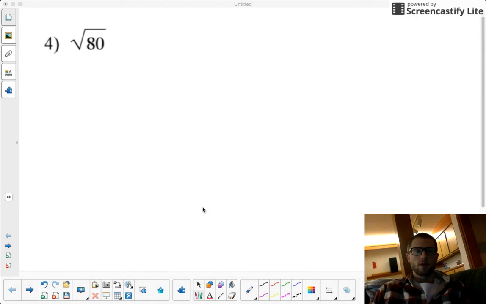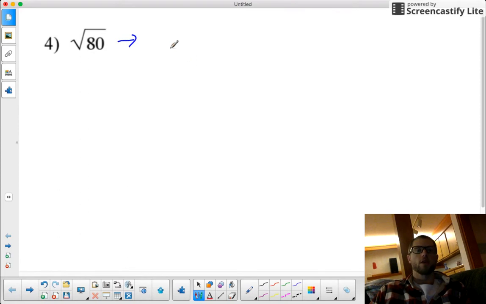All right, this problem is number 4 from the homework we had on simplifying radicals. I want to simplify the square root of 80. So to do this, I need to think about the factor pairs of 80, and my goal is to break up the square root of 80 into the square root of two factors. And not just any two factors, I want to look at perfect square factors of 80.